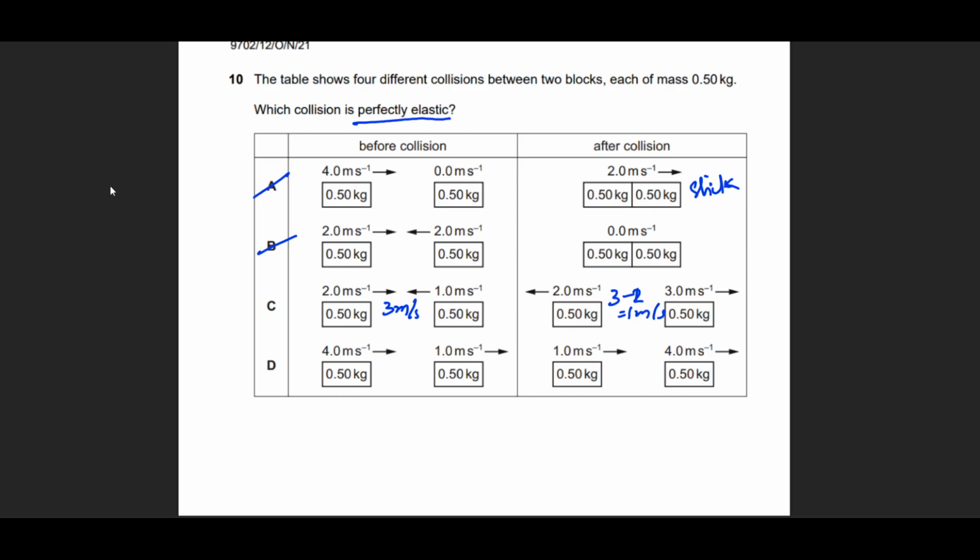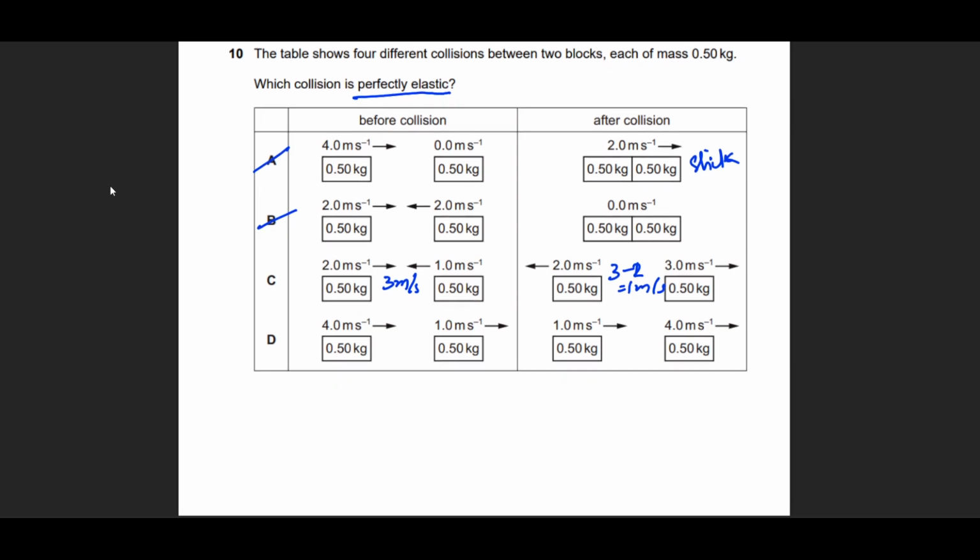So, let's move towards option D. Sorry, this is inelastic. So since he's asking me about elastic, option C is inelastic because the relative speeds are not equal. But for the sake of understanding, we are going to solve the third part as well. So 4 and 1, same direction, they should be subtracted. So 3 meters per second, and 1 and 4, they should be subtracted. So this will be 3 meters per second.